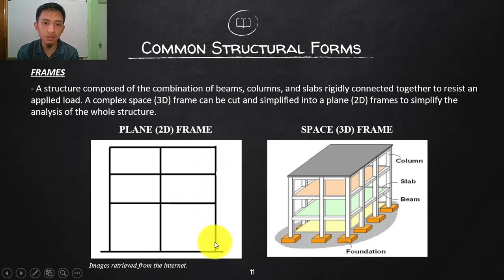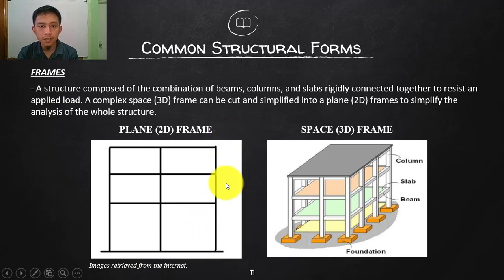But in the column, the main loading is axial. But in a column also, that could be axially loaded or at the same time laterally loaded. For example, again, you have an earthquake load, so that is a horizontal loading. So that is the lateral loading of the column.